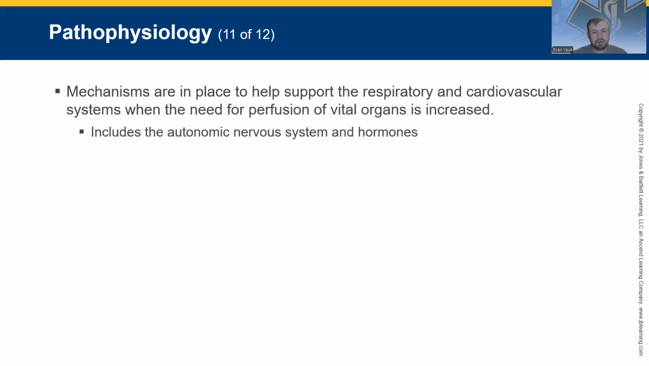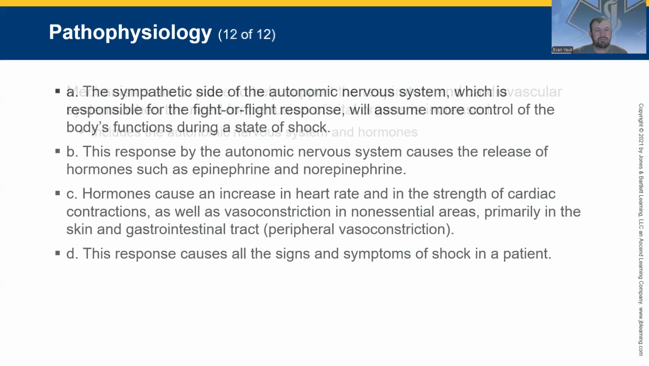Mechanisms are in place to help support the respiratory and cardiovascular system when the need for perfusion in vital organs is increased. This includes the autonomic nervous system and hormones. So the sympathetic side of the autonomic nervous system, which is responsible for the fight or flight response, will assume more control of the body's functions during the state of shock. So it kind of steps in, takes over.